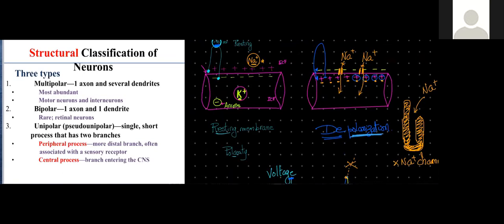So whenever you need to depolarize, you've got the sodium outside at high concentrations. Whenever you need to repolarize, you've got the potassium inside of the cells to repolarize.